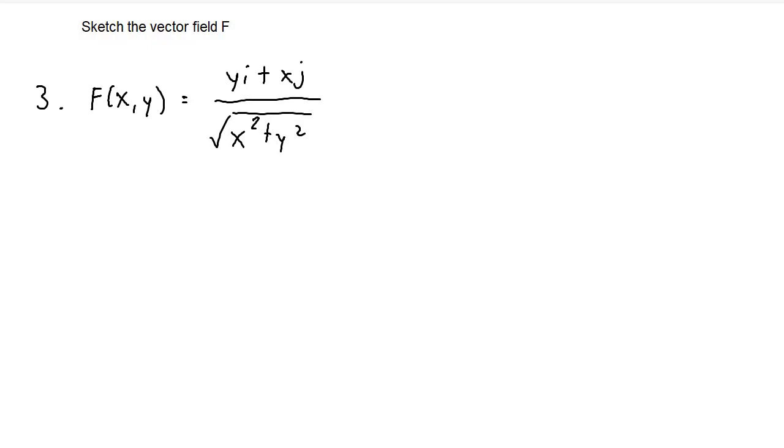So now for number 3, we have F of x, y equals y times i plus x times j over the square root of x squared plus y squared. So let's go ahead and just put the numerator in its component form first. So I can rewrite it in component form as y, x, and then we have y, x over the square root of x squared plus y squared.